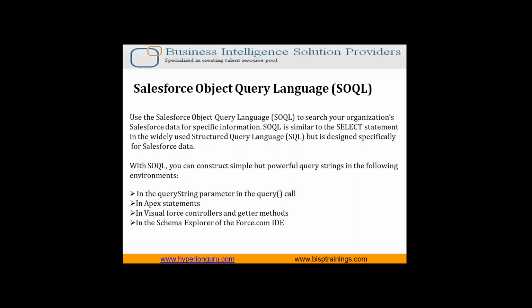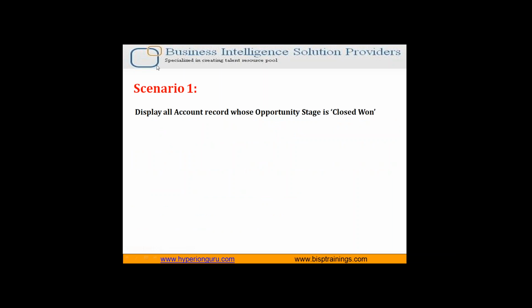So let's take two scenarios. The first scenario is I would like to display all the account records from the account object whose opportunity stage is closed won. You can see here I would like to display the details from the account, let's suppose account name, account phone and the opportunity status, but whose opportunity stage is closed won. So basically in this we have to pull the data from account, but the record on the account will be based on the opportunity object.